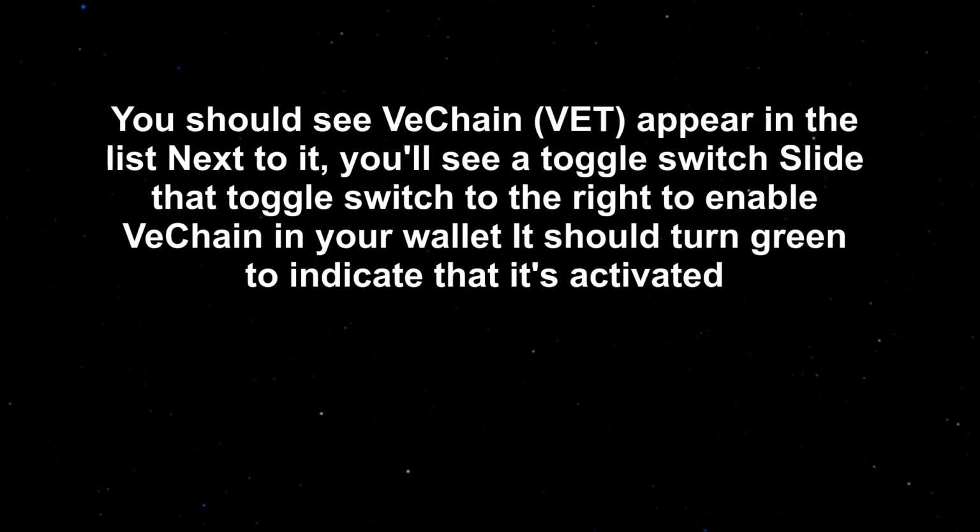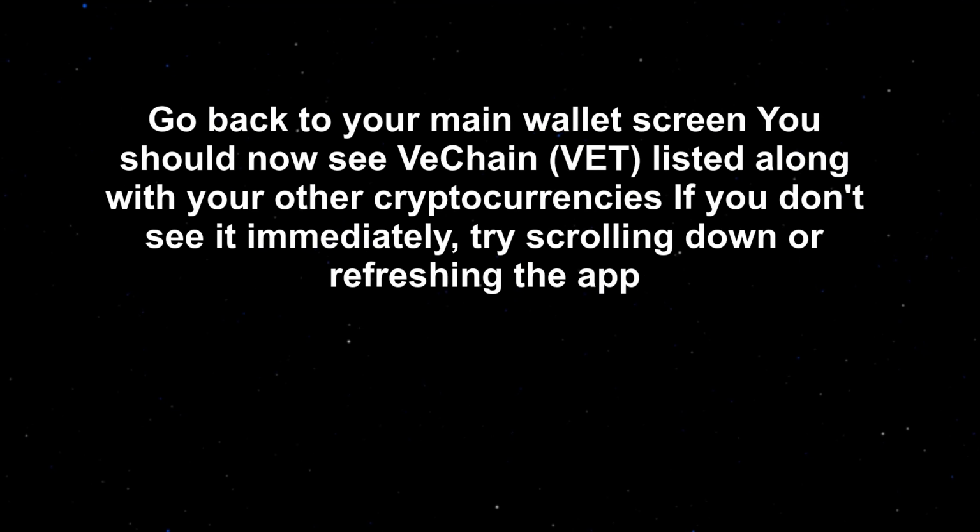Next to it, you'll see a toggle switch. Slide that toggle switch to the right to enable VeChain in your wallet. It should turn green to indicate that it's activated. Go back to your main wallet screen. You should now see VeChain VET listed along with your other cryptocurrencies. If you don't see it immediately, try scrolling down or refreshing the app.